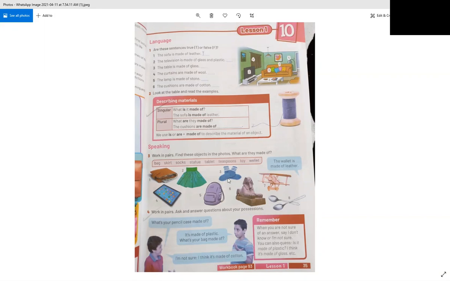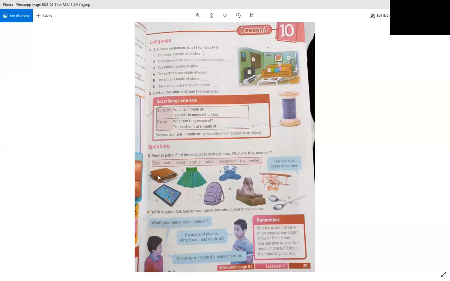Now let's look at these pictures and try to make the dialogue here. Work in pairs. Find these objects in the photos. What are they made of? We have a bag. A skirt. Socks, these are in number three. A statue. A table. A tablet. These are teaspoons. A toy. And a wallet, where we put our money.